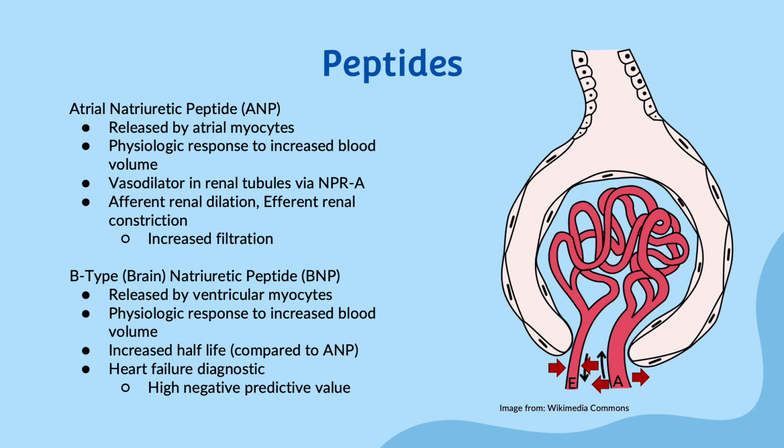BNP, however, has a longer half-life than ANP and is a blood test that is often used to help in the diagnosis of heart failure. When used in this manner, it has a negative predictive value that is considered good for clinical practice.